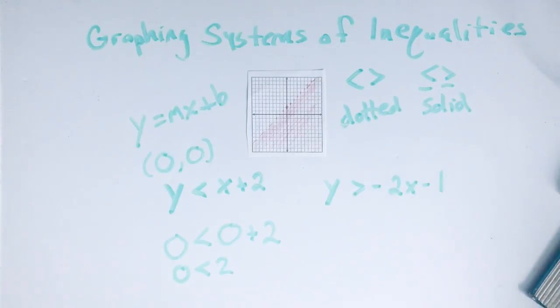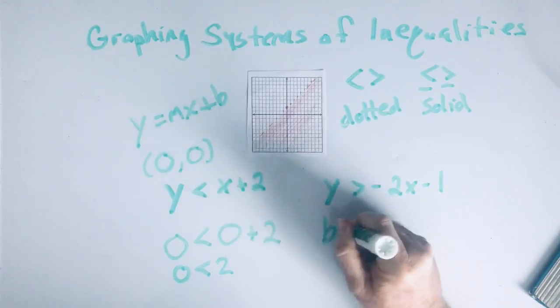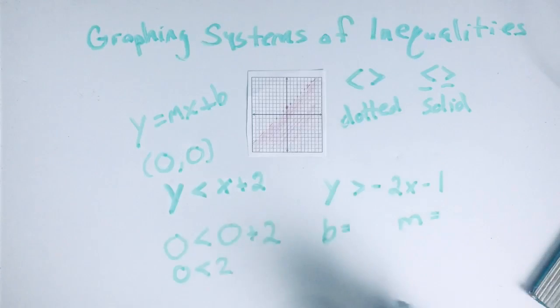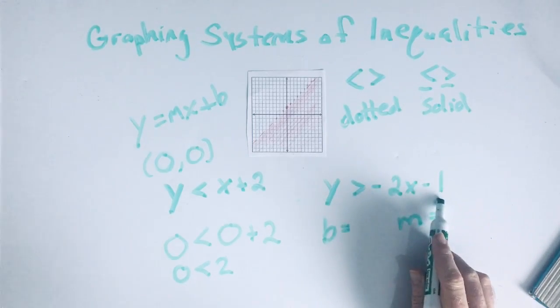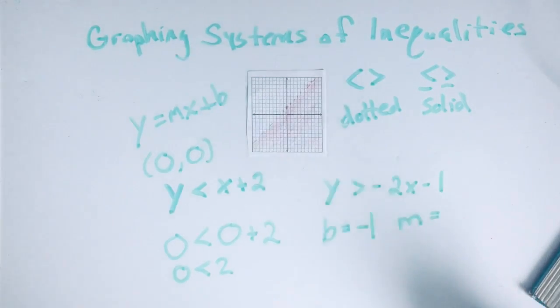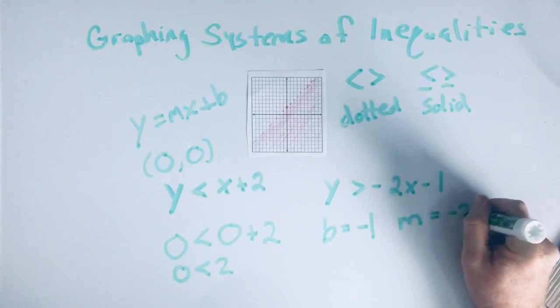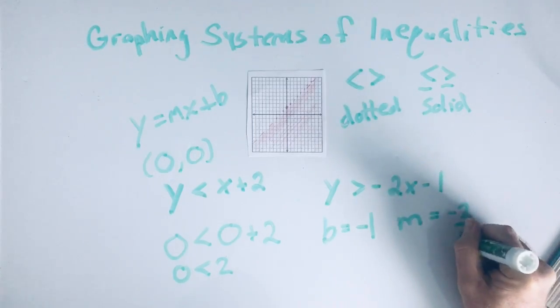All right, well, that's it for that one. Now we have to go over here and do the same thing here. So we're going to check for B and M. On this one, B is -1. Here's our B, it's -1. And M is -2. But because it's just an integer, we're going to say it's -2 over 1.